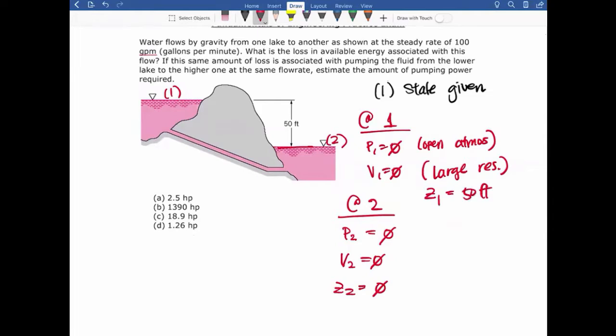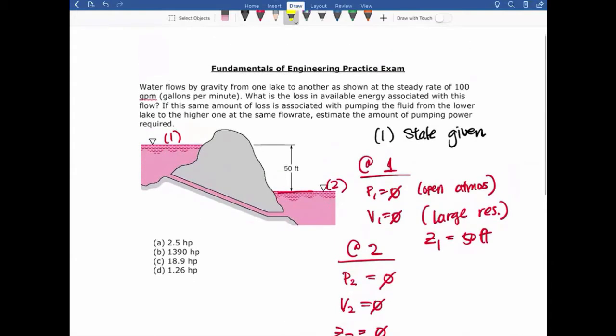So now I want to bring it back to the question. It says water flows by gravity from one lake to another at a steady rate of 100 gallons per minute. So Q is 100 gallons per minute. The first part asks: what is the loss in available energy associated with this flow? So what is our head loss?